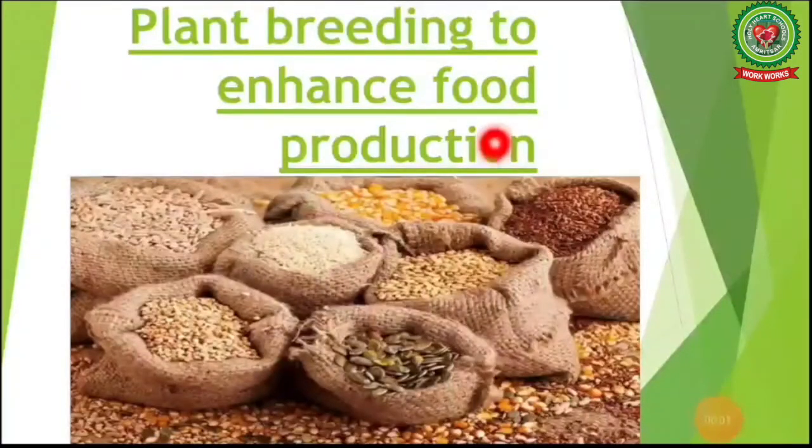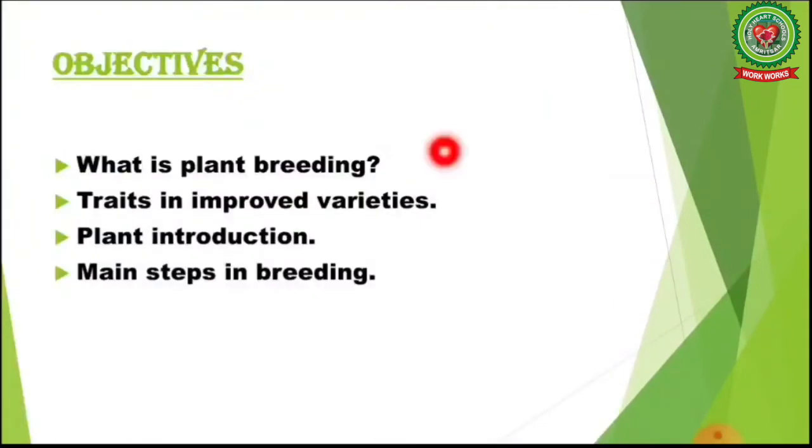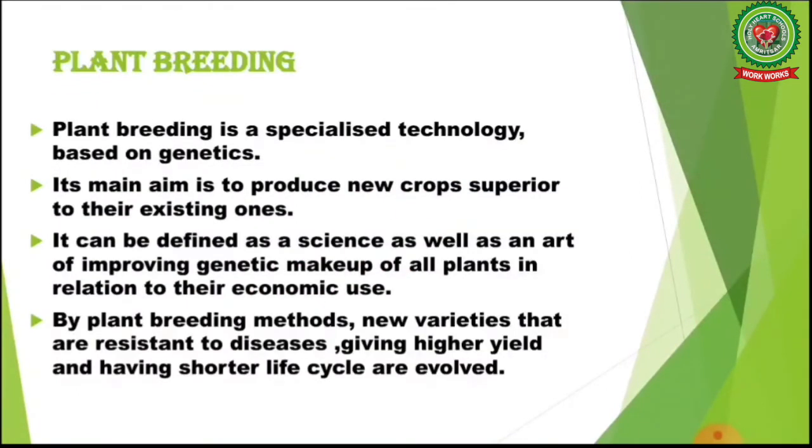Children, today we'll be starting with the discussion of chapter Plant Breeding to Enhance Food Production. The main objectives that we'll cover in this video are: what is plant breeding, traits in improved varieties, plant introduction, and main steps in breeding. So first of all, what is plant breeding?